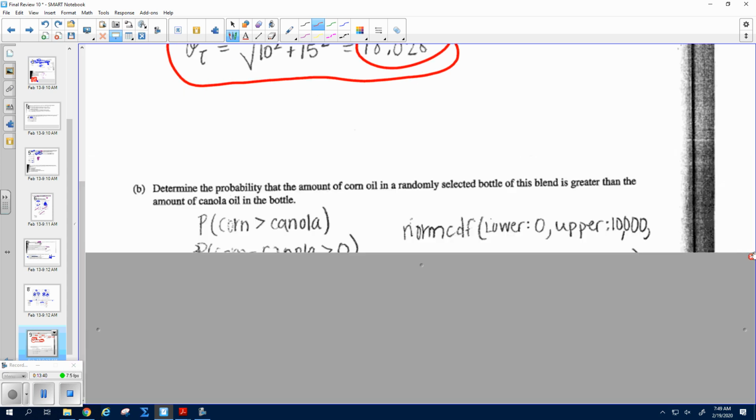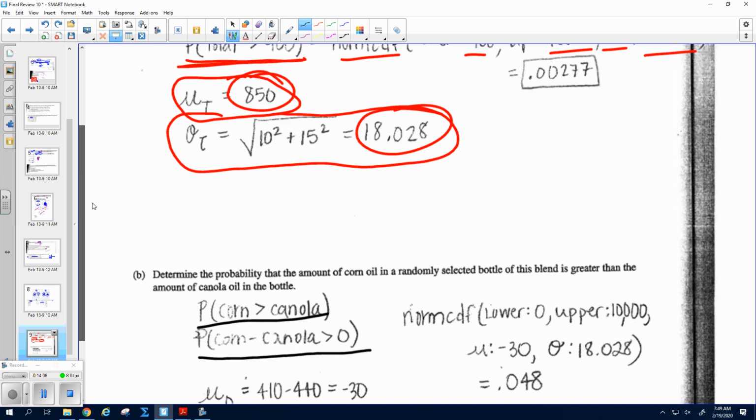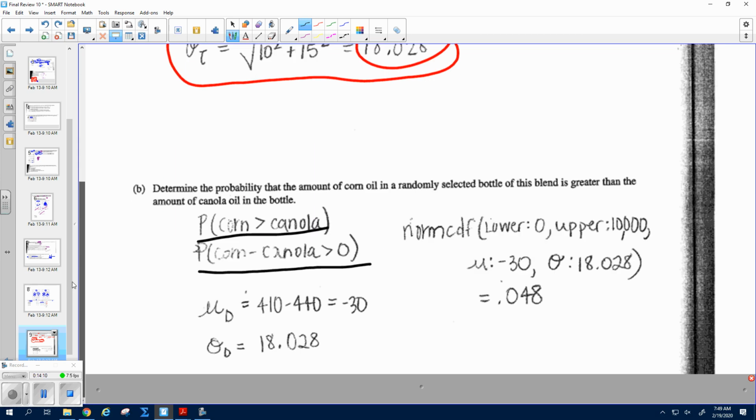All right. Determine the probability the amount of corn oil selected in the blend is greater than canola. So if you start like this, I want corn to be greater than canola oil. That means I can set it up also like this: the probability of corn minus canola has to be greater than 0. Now we're subtracting corn minus canola. So you are allowed to find mu D, where you just subtract 410 minus 440, corn minus canola. So on average, that's negative 30.